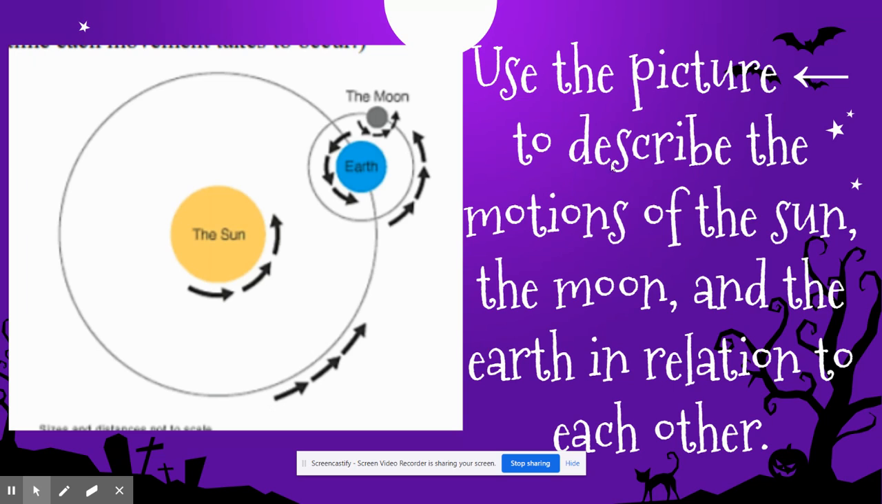Using this picture, describe the motions of the sun, the moon, and the Earth in relation to each other. You can continue to use the same paper and write on the back if you need to. Use this picture here to describe the motions of the sun, here, the moon, here, and the Earth in relation to each other. Pause the video if you need to.